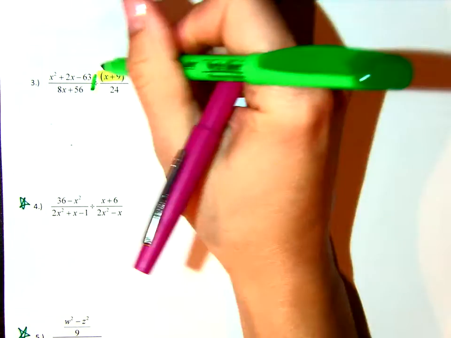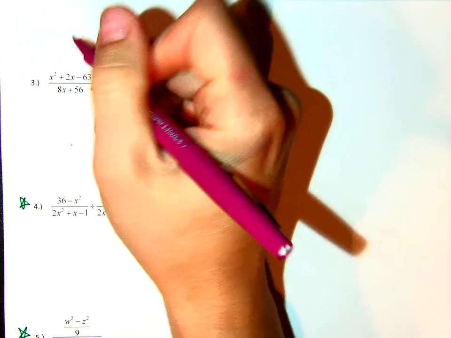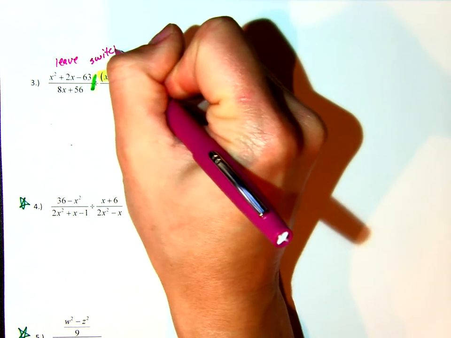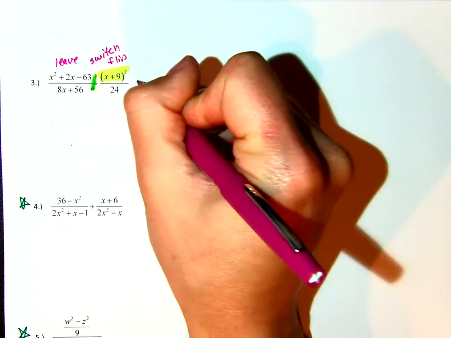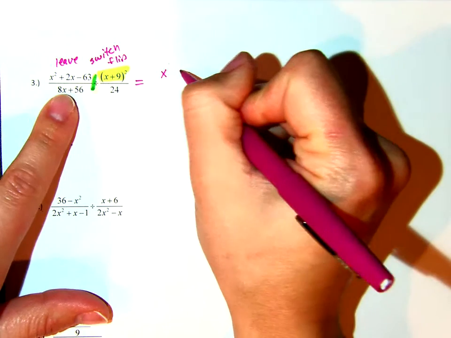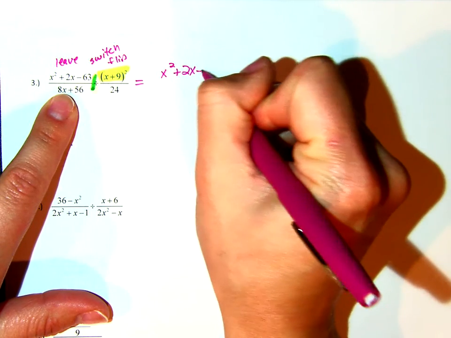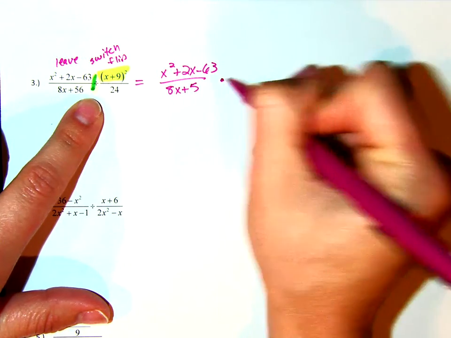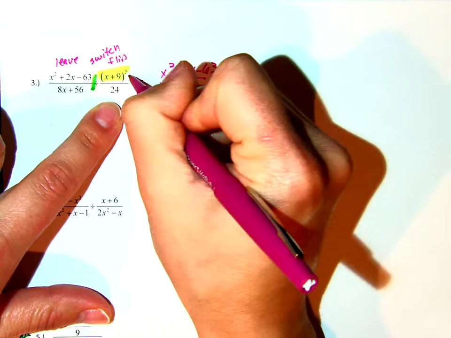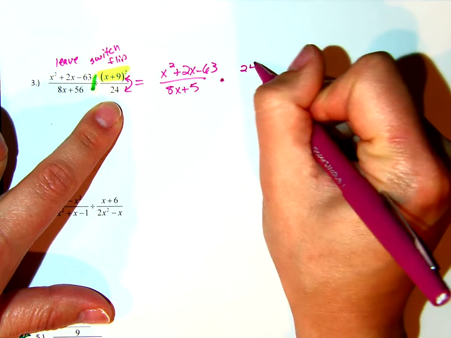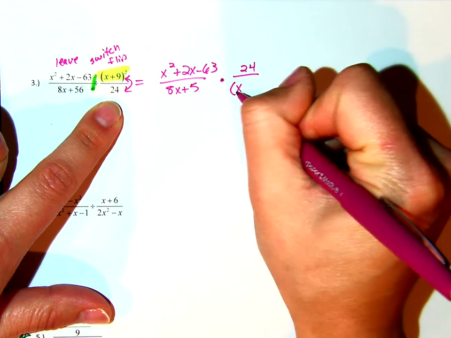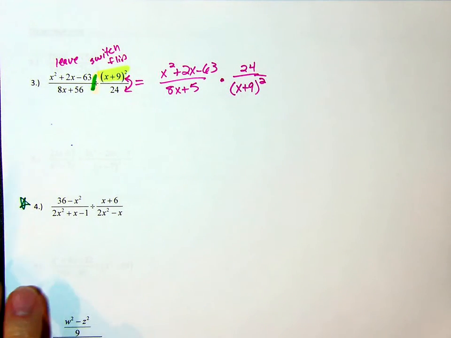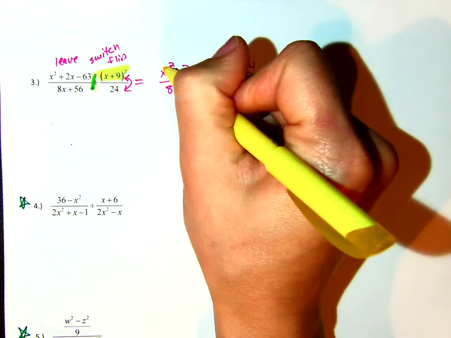Since there is division here between them, that tells me that I'm going to have to do the leave, switch, flip before I do anything else. So I'm going to leave the first fraction exactly how it is, x squared plus 2x minus 63 over 8x plus 56. I'm going to switch division to multiplication, and flip my fraction so that 24 goes on the top, and the quantity x plus 9 squared goes on the bottom.